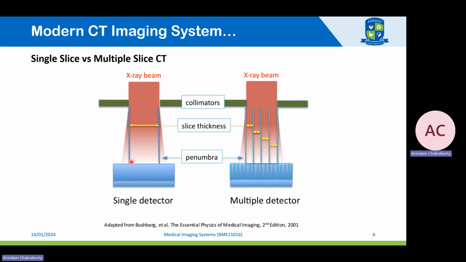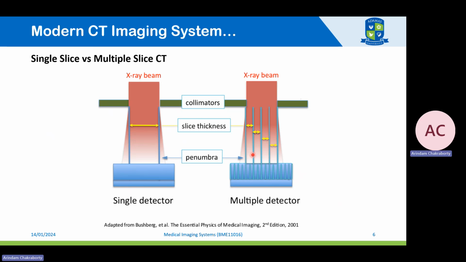Since there is a single detector, the detector width is equal to the beam width, that is the slice width, and therefore the collimator thickness basically dictates the thickness of the individual slices. While in case of multiple detector MDCT, we can see there are several slices. The collimator essentially influences or modifies the beam width, and the beam width is nothing but the multiplication of the slice thickness and the total number of slices.